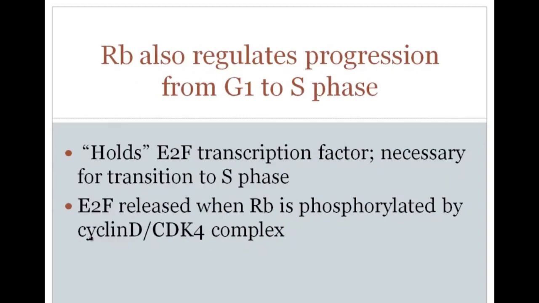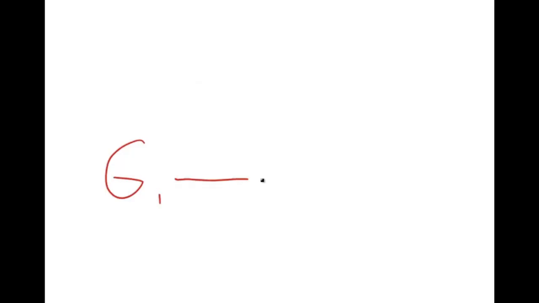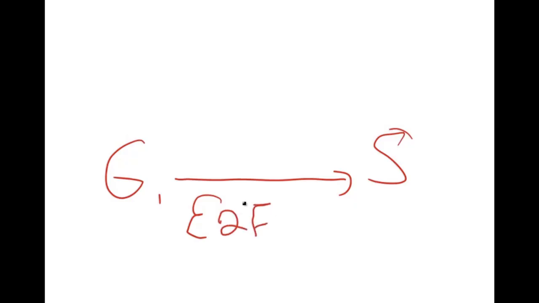Another important tumor suppressor gene is retinoblastoma. And retinoblastoma also regulates progression from G1 to S phase. And the idea here is that, I'll just do this as a picture, when the cell wants to go from G1 to S phase, one of the key molecules that it needs in order to do that is called E2F. So E2F is necessary to go from G1 to S phase.